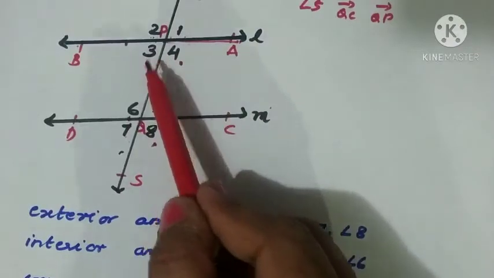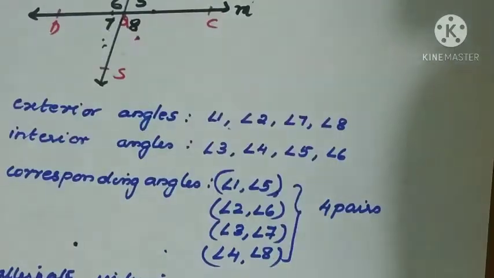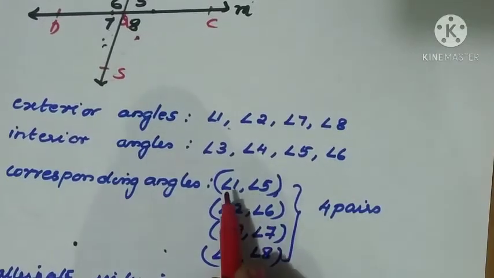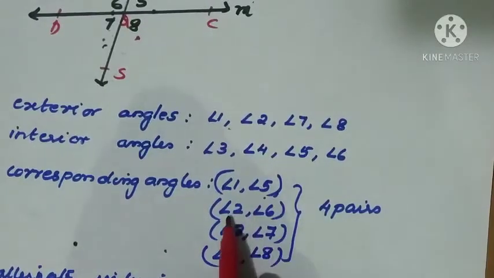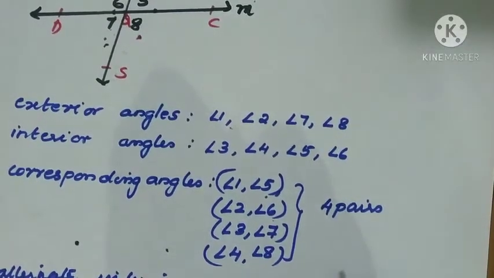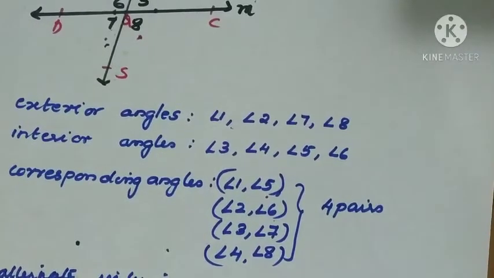And angle 3 means naturally it will be equal to angle 7. So how many pairs of corresponding angles are we getting there? 4 pairs. Angle 1 and angle 5, angle 2 and angle 6, angle 3 and angle 7, angle 4 and angle 8. These are the corresponding angles formed when a transversal cuts two lines.